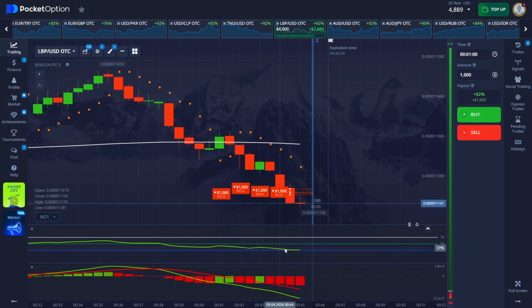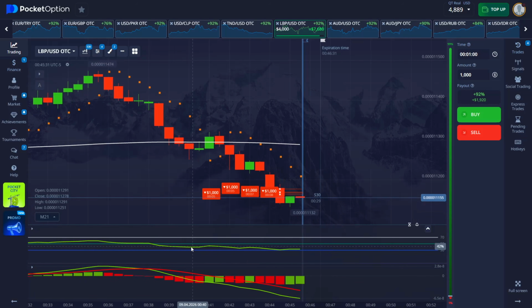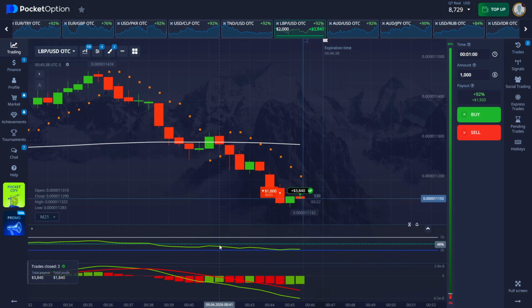Anyway, I want to talk about the RSI, guys, because this is a very important part of the strategy. Always make sure that your RSI is below the 50 level. Okay, because below the 50 level means that sellers are in full control.